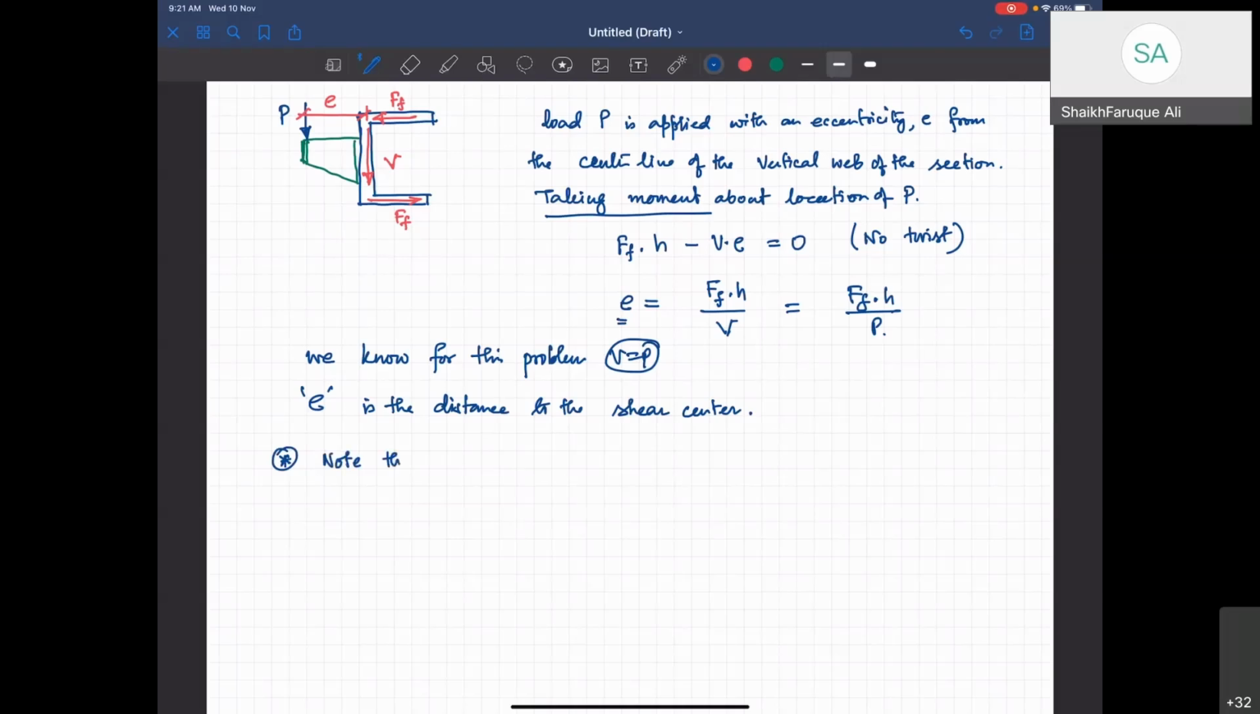Note that shear center is a geometric property of a cross section. So you will get that in the handbook itself. The handbook also gives you the value of the shear center. Okay, let's quickly do a small problem.